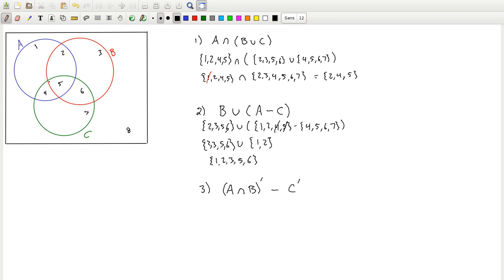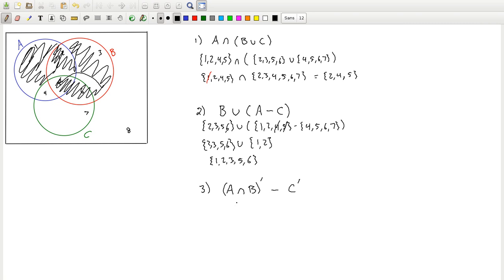So we have region 1, that's everything outside here. We have region 2, that's everything up here on top. Region 3, region 5, and region 6. So that's what our Venn diagram looks like for number 2.